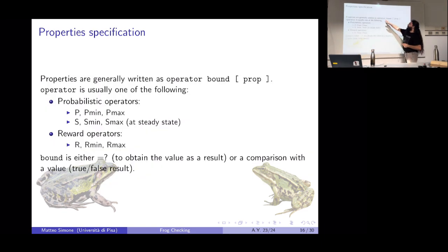Properties are written as an operator, bound, and prop. The operator is P for probability, S for steady state probability, and R for reward operators. They can be Rmin, Rmax, Pmin, Pmax. The min and max operators are used in non-deterministic models because we cannot have one specific answer for non-deterministic models, so we can only ask for the maximum or minimum of that property. The bound is either this one to get us a numeric value, or a comparison operator to get true or false results.